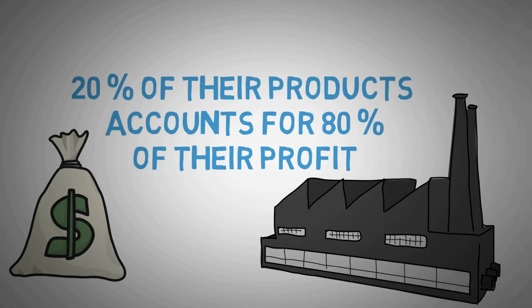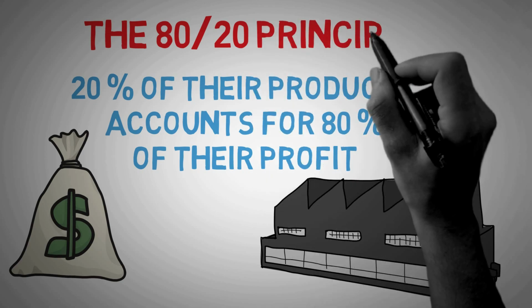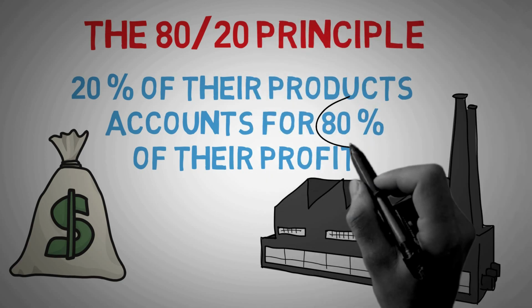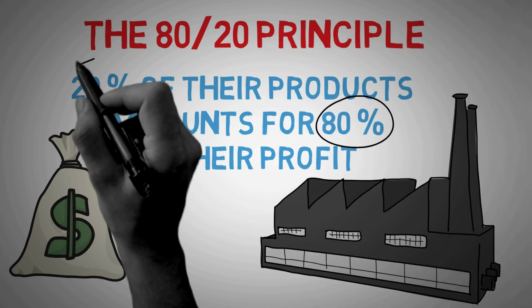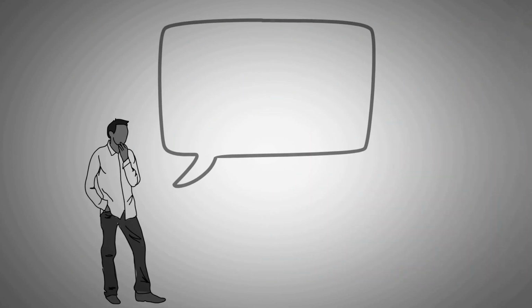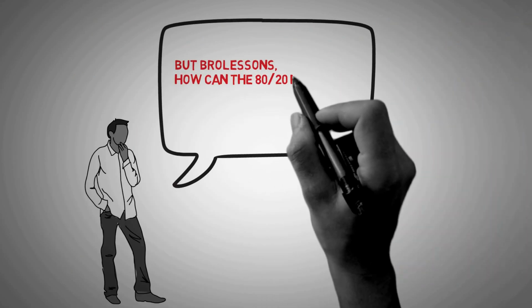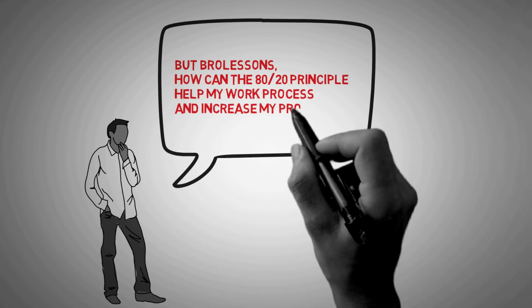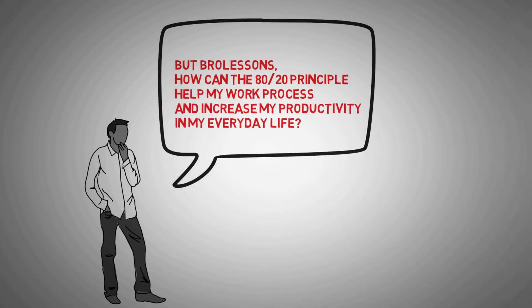I think you got the message. This concept is better known as the 80-20 principle: 80% of the work results are produced by 20% of the work efforts. By now you're probably thinking, but bro, listen, this is all well and good, but how can I apply the 80-20 principle to help my work process and increase my productivity in my everyday life?